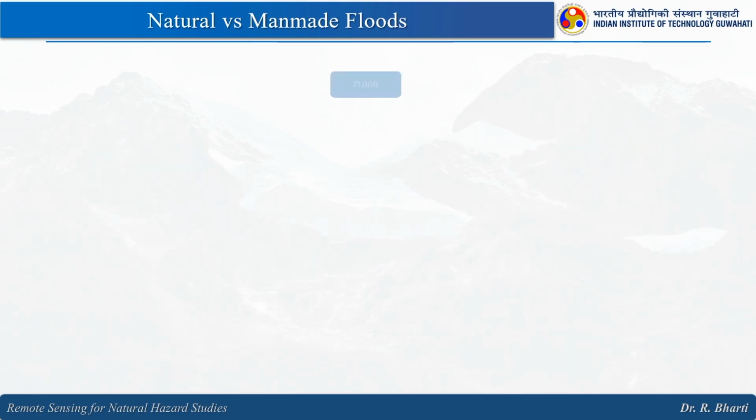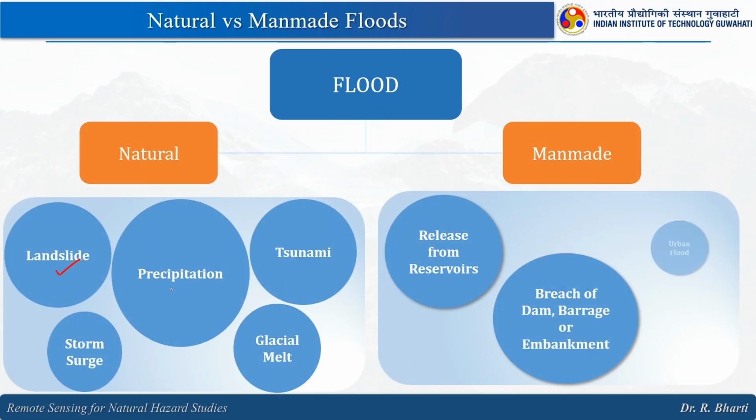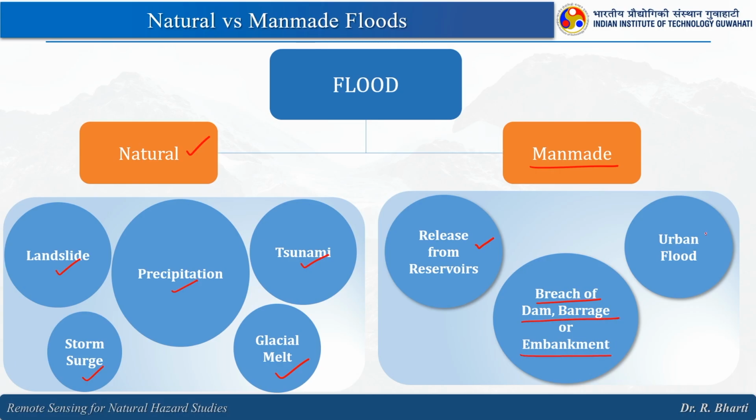So, when we talk about the different types of flood, whether it is natural or man-made, caused by anthropogenic activities, we can divide this. So, you can see here, when we have natural, we have different causes: landslide, precipitation, tsunami, glacial melt or storm surge. These all come under natural. When we talk about man-made or anthropogenic, then it is from release from reservoirs or the breach of a dam, barrage or embankments, or the urban flood, because of urbanization, right. So, these all are classified as anthropogenic, right.